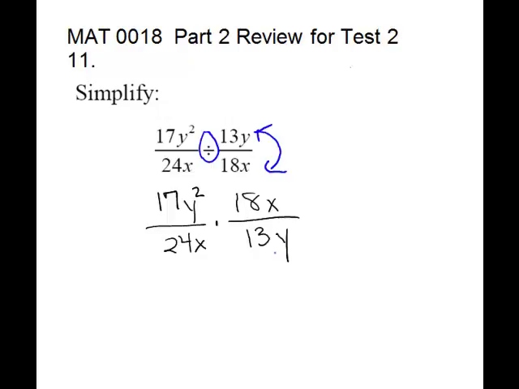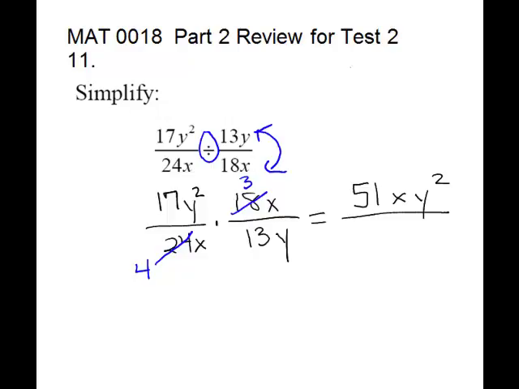So we'll leave those. On the other diagonal, 24 and 18, if you realize that there is a common factor of 6, so we could divide by 6. 6 into 18 will go 3 times, and 6 into 24 will go 4 times. So let's multiply across, and we're just going to carry our variables over. So I have 17 times 3, which will give me 51. I have a y squared and an x, so I'm going to go to alphabetical order.